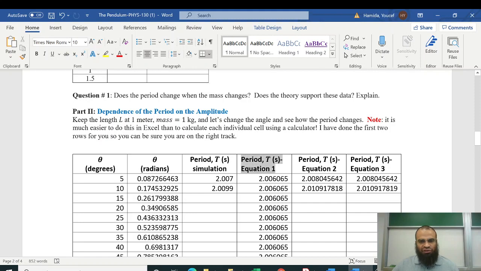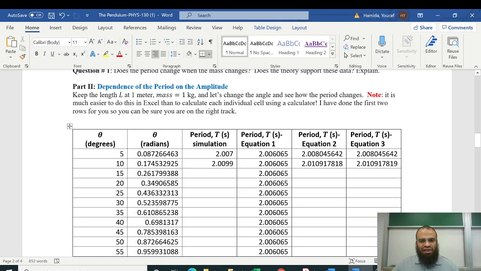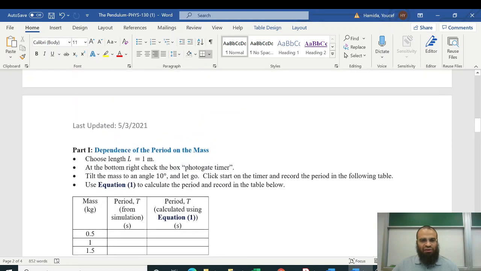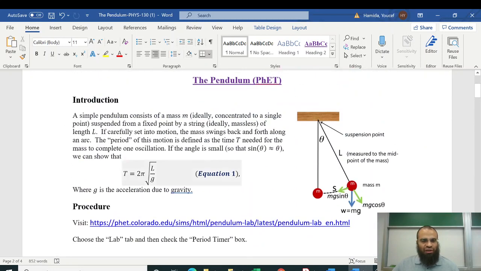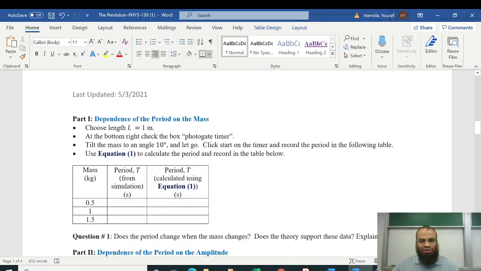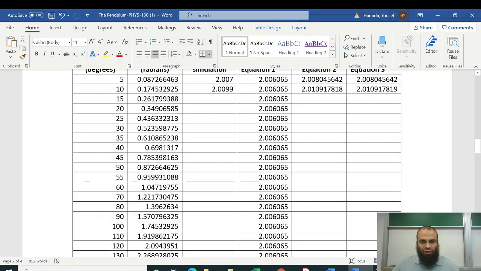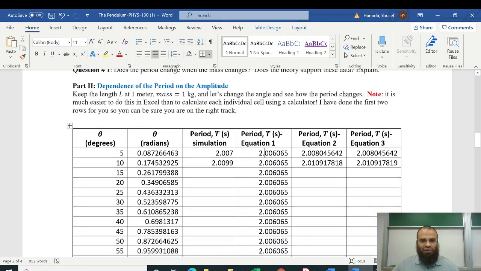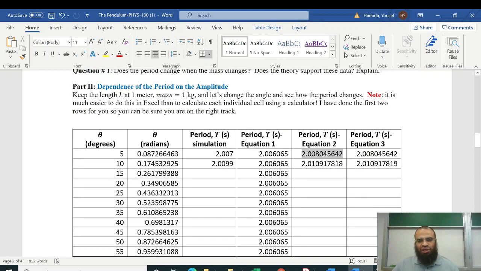The period using equation 1, well, you plug in the length, the square root of L over g, and then times 2 pi. Notice this equation doesn't account for the angle. It assumes the angle is small enough that it doesn't depend on it. So there is no angle. As long as L is fixed and g is still 9.8, it will give you the same number. So the numbers on this equation will all be the same. Then I ask you to use equation 2. Equation 2 does not assume that the angle is small, and equation 3 does not assume that the angle is small either.